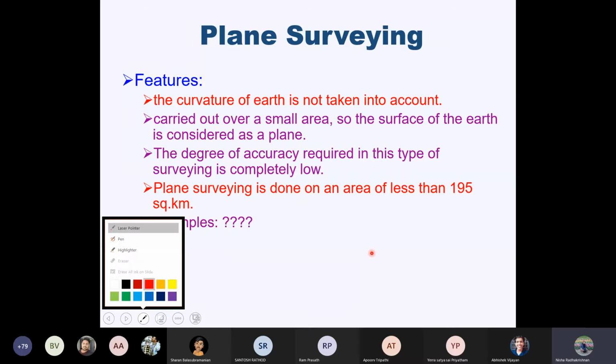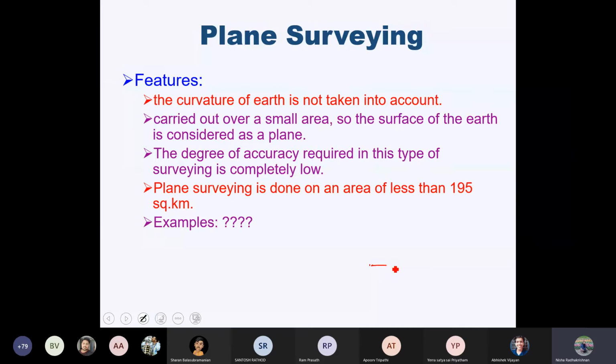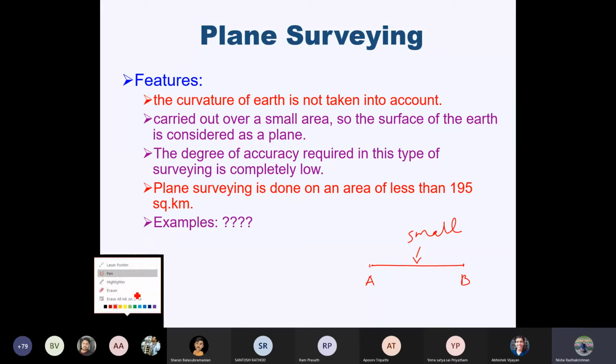Like what I'm trying to say is, you have point A, you have point B. A will be visible from B and B will be visible from A. So this distance is very small. It's almost like a straight line. Then we call that plane survey. So that means the curvature of the Earth is not taken into account. It's carried out in a very small area so that the surface of the Earth will be plane. So it will be a plane surface. And the degree of accuracy that is required for this kind of survey will be low.